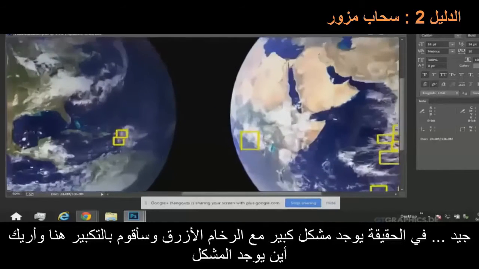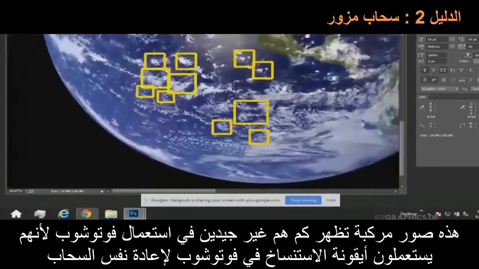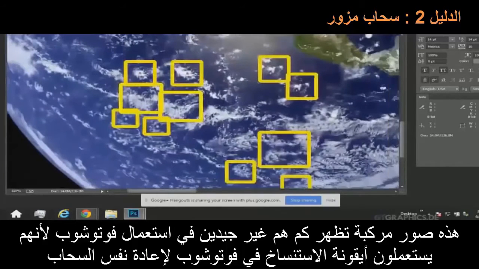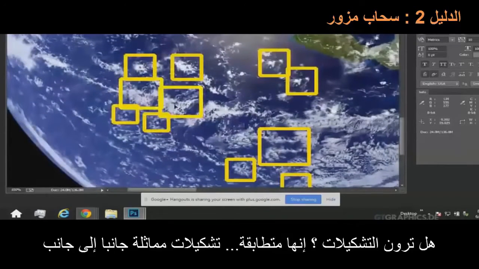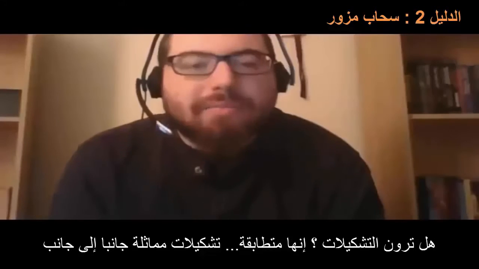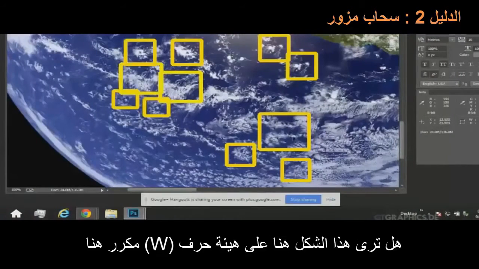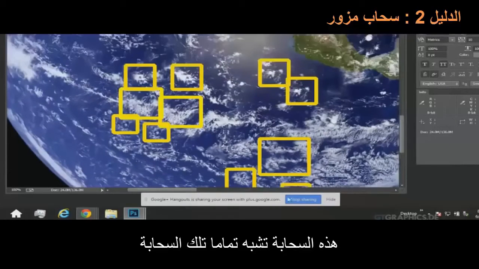These are all composite images where they are really not very good at Photoshop, because they're using the Photoshop clone tool to replicate clouds. This cloud is a copy of this cloud. See the formations? They're identical. Identical formations, side by side. Wow. These right here, side by side. See this W-looking shape right here, replicated right here. This cloud is exactly the same as that cloud.